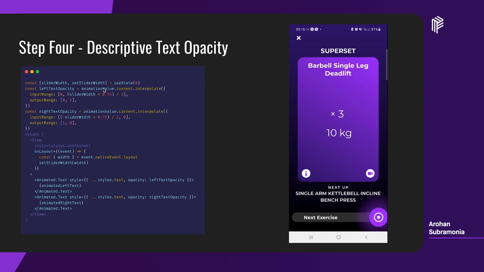What we're essentially saying is, as this value goes between 0 and 75% of half the slider width, so that would be at the rightmost position, we want the left text opacity to go from 0 to 1. This essentially means as we slide to the right, make sure that we can see the text on the left. And then we have the exact opposite here, which is as we slide to the left, make sure that we can see the text on the right. Once we've got that, we can take the left and right text opacity values and, as we've just done before, pass them into the opacity attribute of an animated text, style it accordingly so that it's in the right position, and then we've got this ready to go.